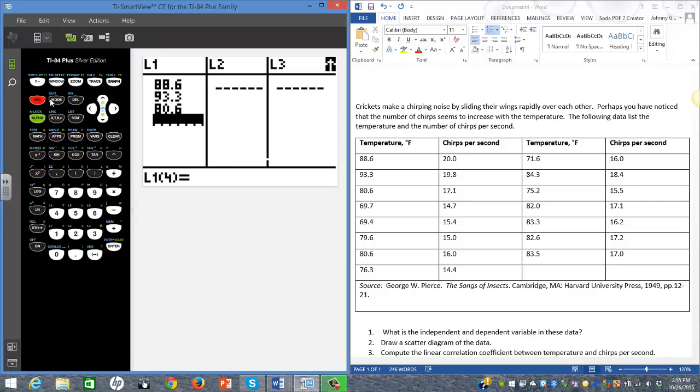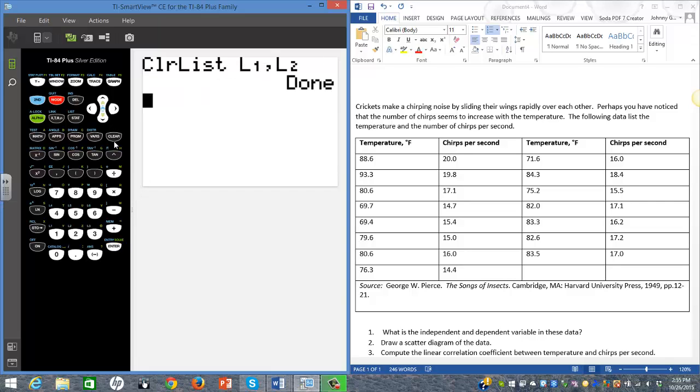So in this video, I'm going to show you how to input data into the TI-83/84 family of calculators and how to create scatter diagrams, best lines of best fit, compute correlation coefficients and coefficients of determination, as well as use those lines to make predictions about data.